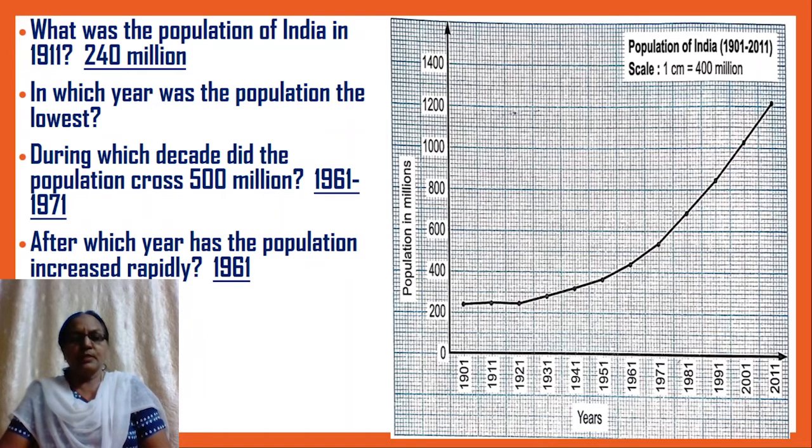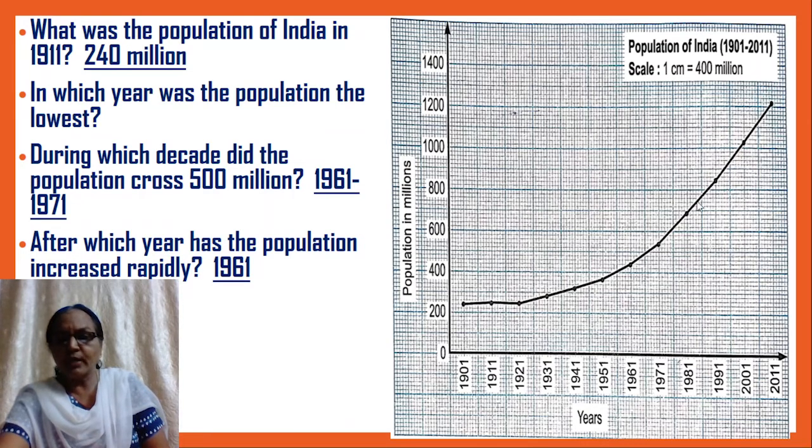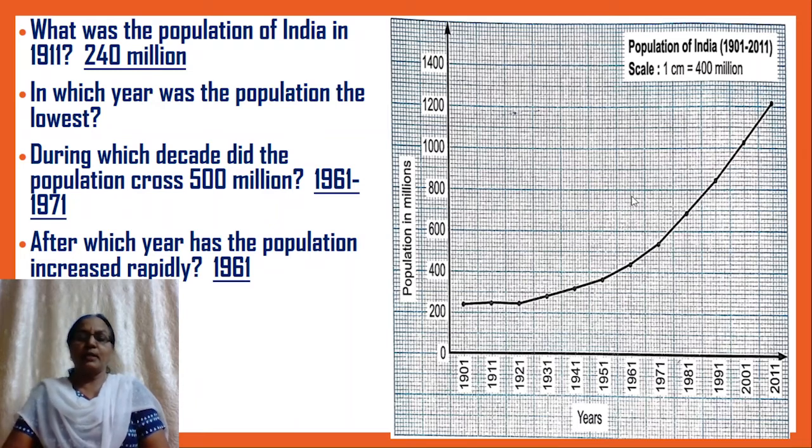Come to the next one. After which year has the population increased rapidly? When you look at the line graph, you find there has been an increase in population, and also a drastic increase. It has started rising right from 1921, there has been a steady increase, and drastic increase has been seen from 1961. So from the year 1961, we find the population has increased rapidly.